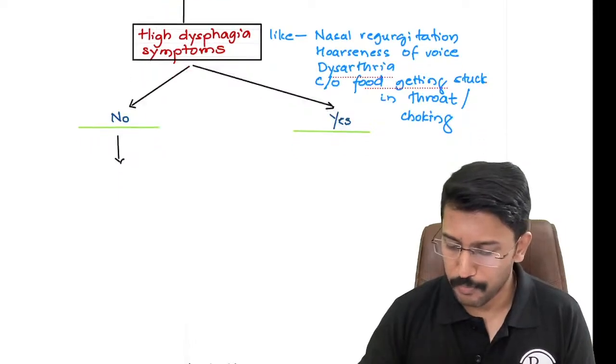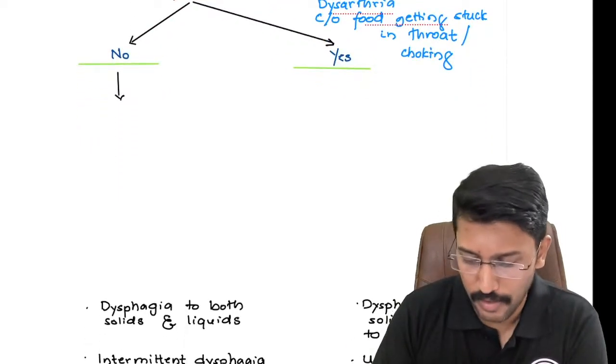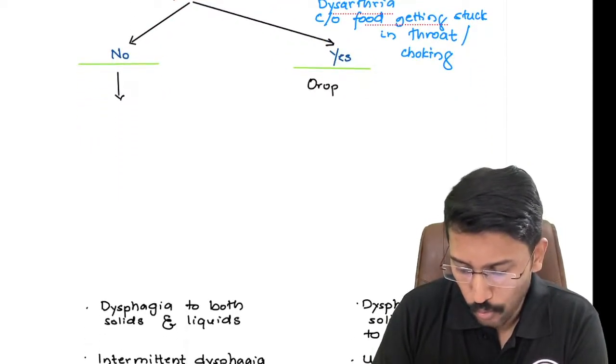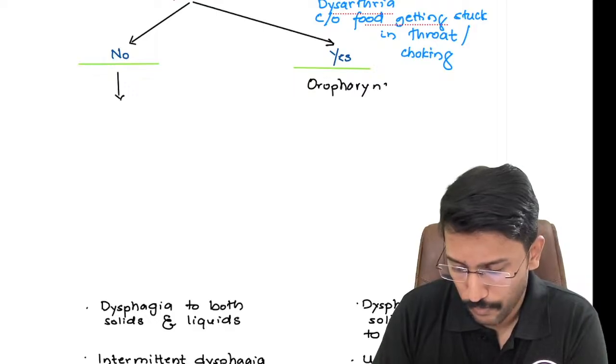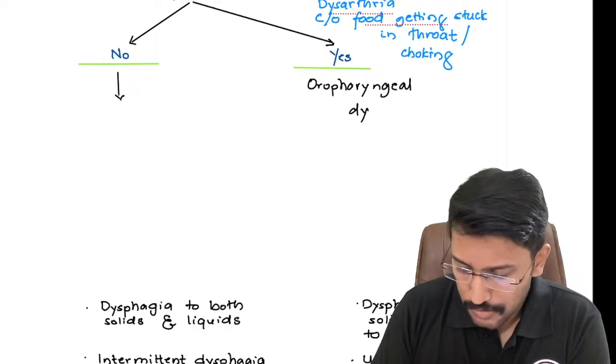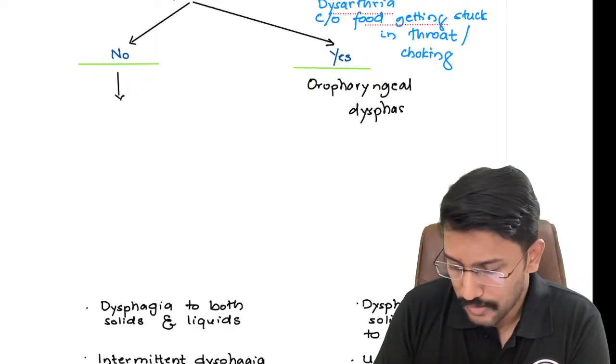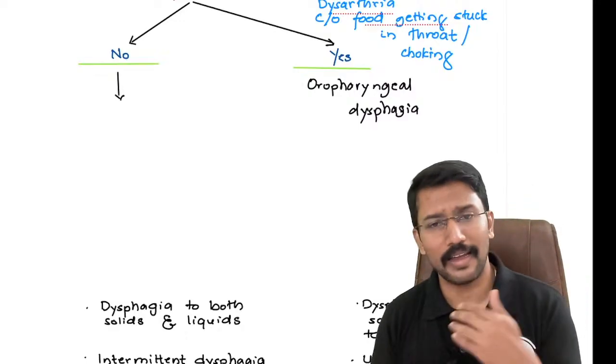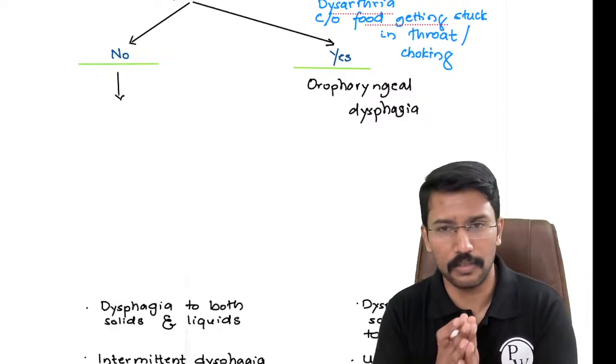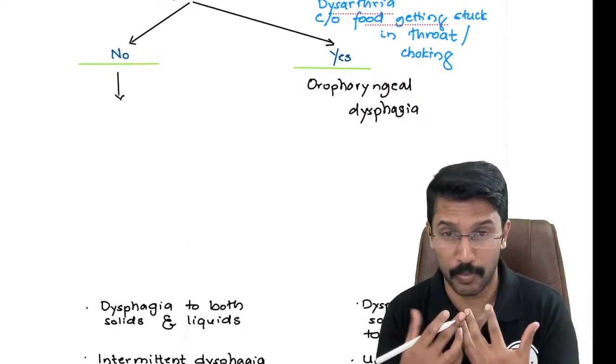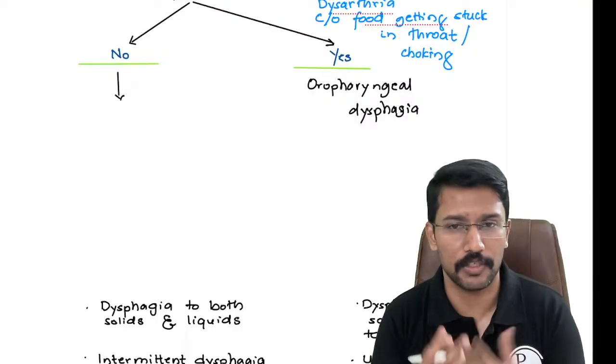If these symptoms are present, right? If they are present, that means we have oropharyngeal dysphagia. As a physician, whenever I recognize that the patient has got oropharyngeal dysphagia, I end up referring him to an ENT surgeon for a proper visualization and inspection of the oral and pharyngeal cavities.